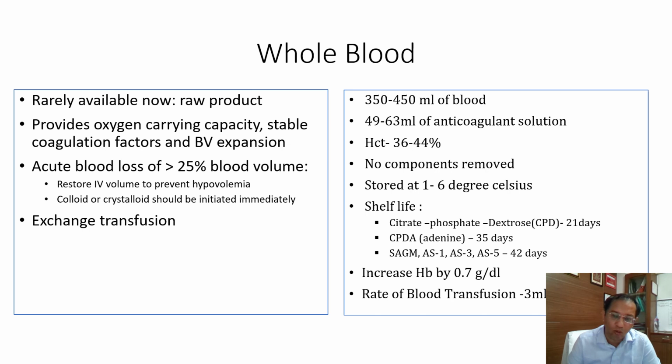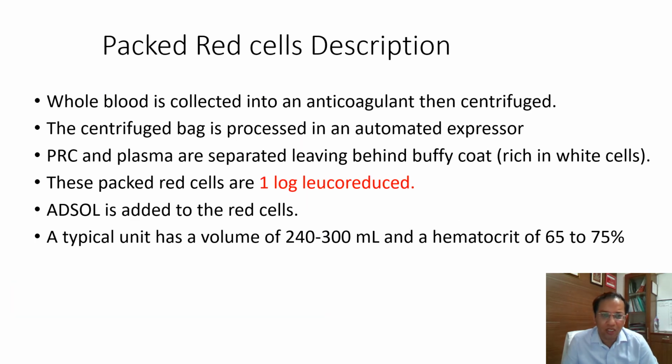It increases the hemoglobin by 0.7 gram per deciliter, and the rate of transfusion is 3 ml per kg per hour. Packed red cell is prepared from the whole blood. Centrifugation is done, and the centrifuged bag is processed in an automated expressor. Packed red cell and plasma are separated, leaving behind the buffy coat, and generally when you do it by the buffy coat method, it is 1 log leucoreduced.